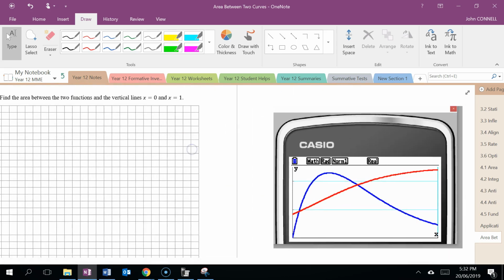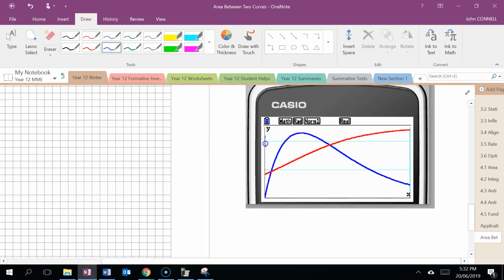x equals 1. So I've just got the graph here. So this is x equals 0 and this is x equals 1. So I'll set that up on my calculator. So I want the area from here through there and all the way across to there. So I want all of that area.